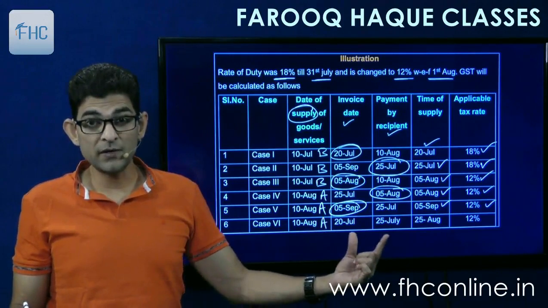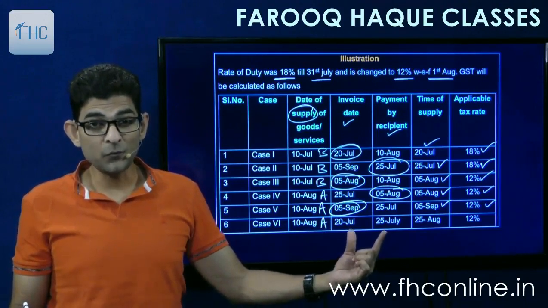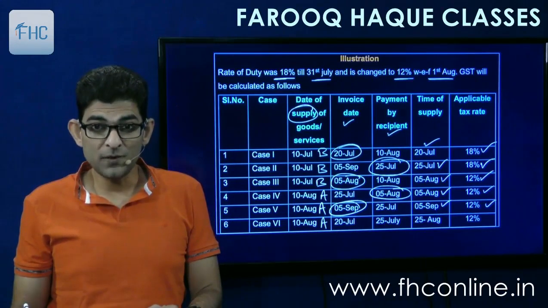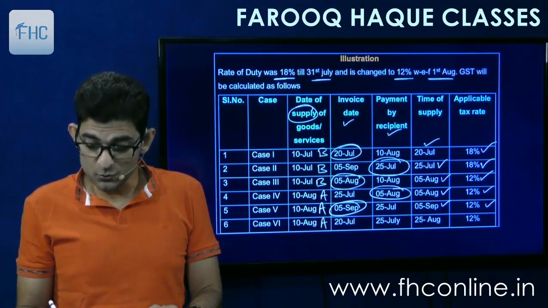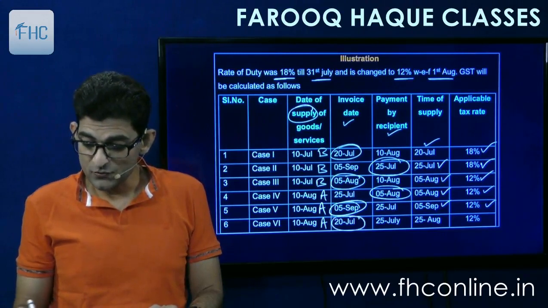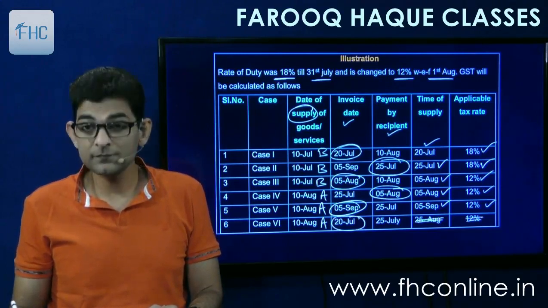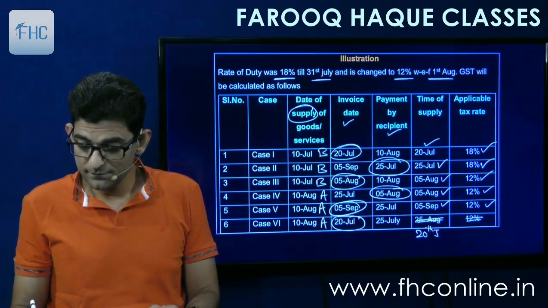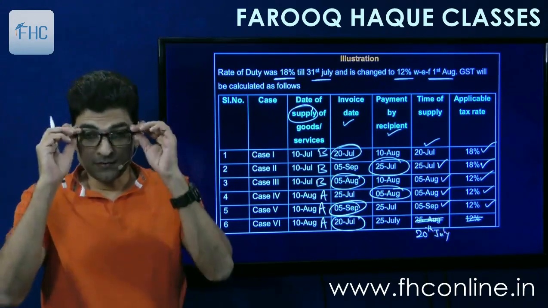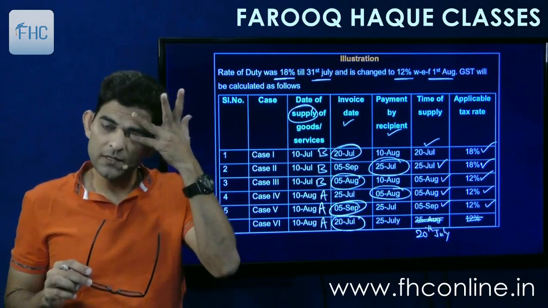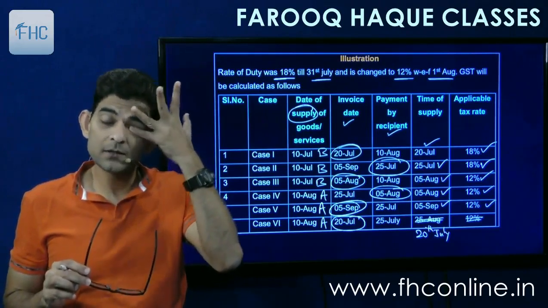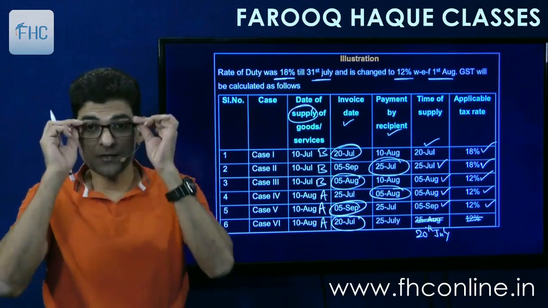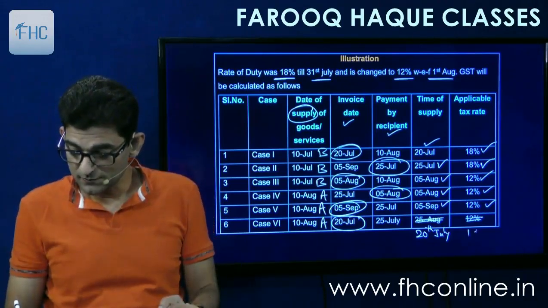20th July, 25th July. Both are before. If both are before, then you will take whichever is earlier. So both of them are earlier, then you take whichever is earlier, means 20th July. So here you make correction. It will be 20th July. And if the time of supply is 20th of July, it will attract old rate of tax. The old rate of tax is 18%.